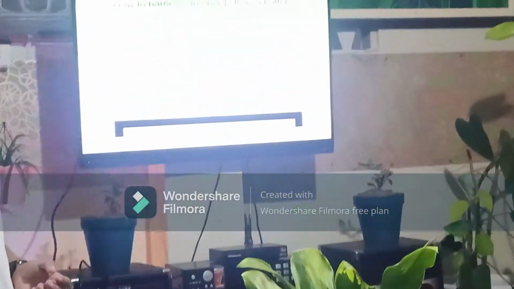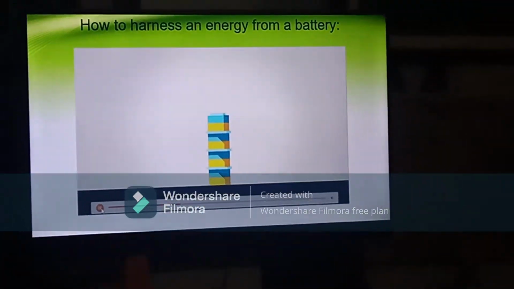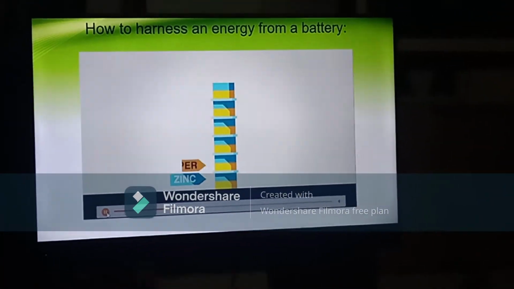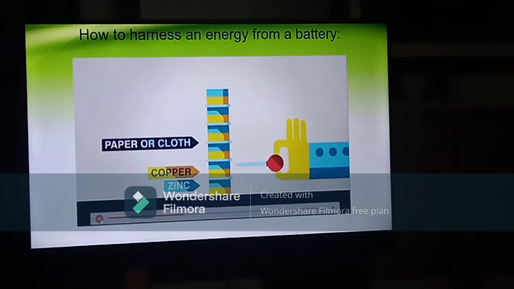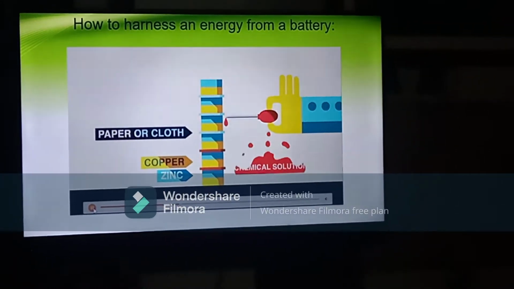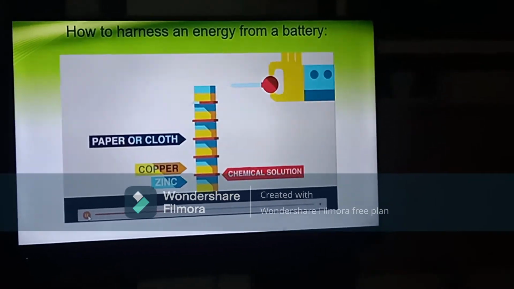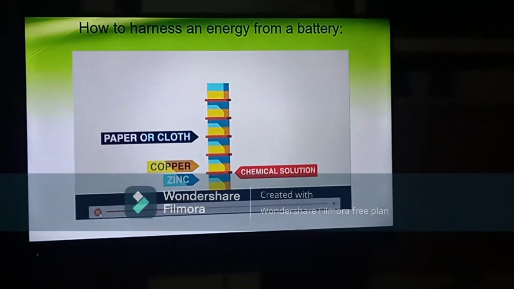Experiment. He tested his idea with a stack of alternating layers of zinc and copper separated by paper or cloth soaked in a saltwater solution. What happened in Volta's cell is something chemists now call.